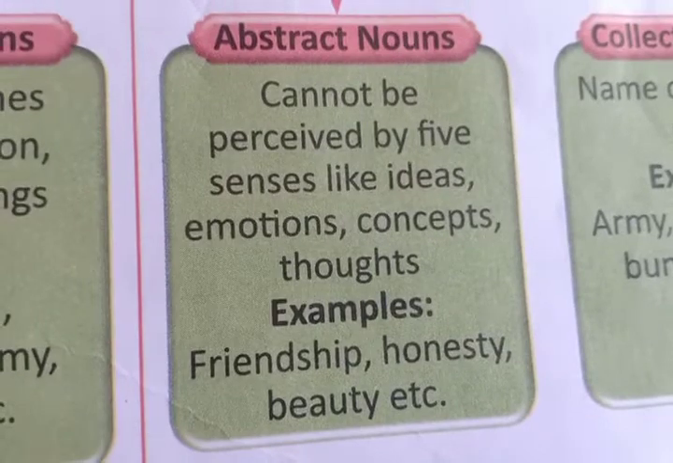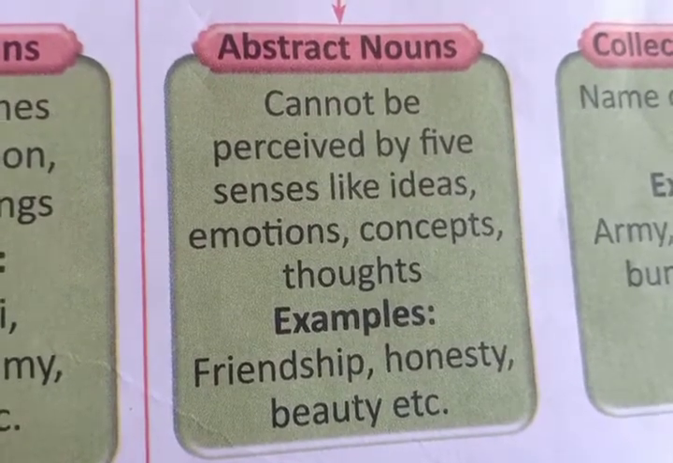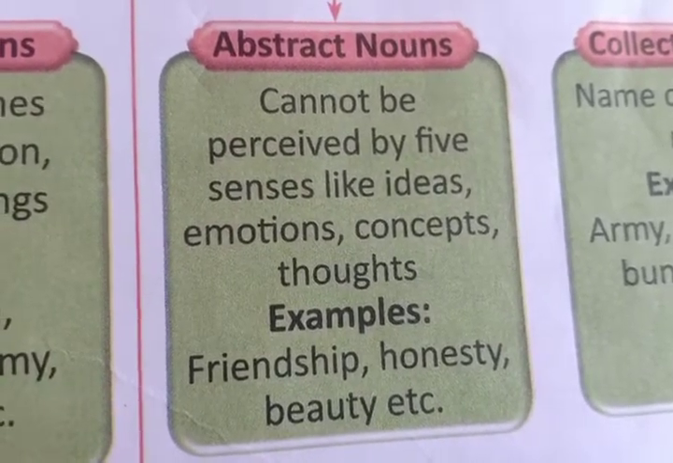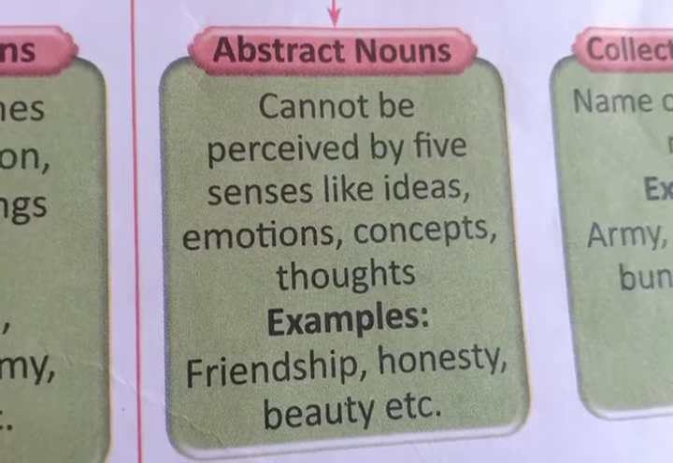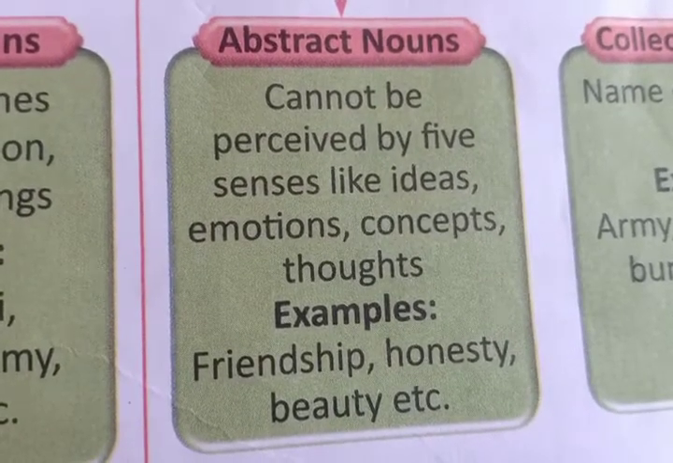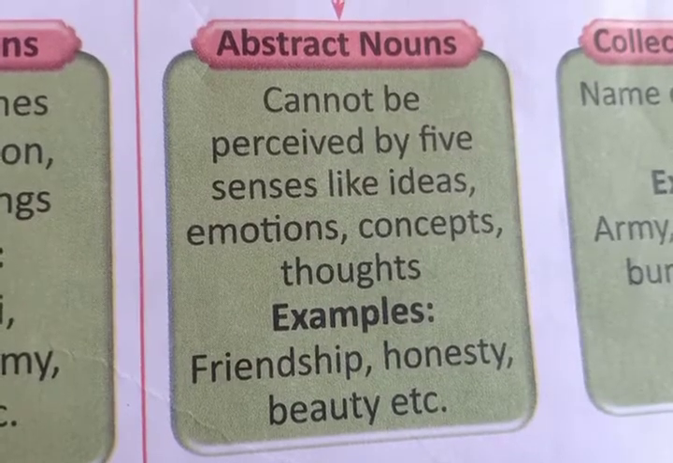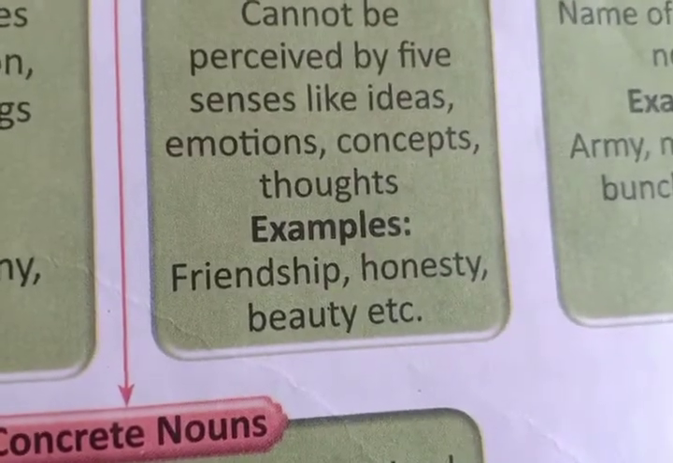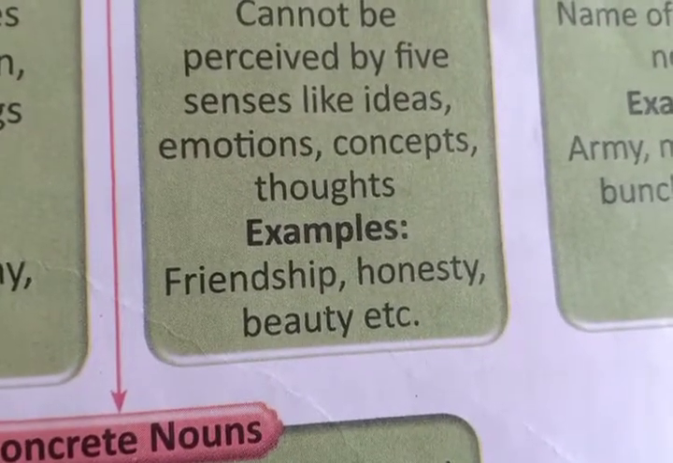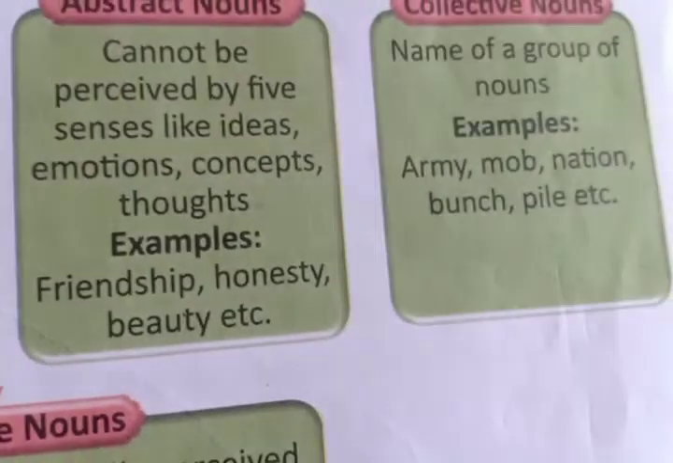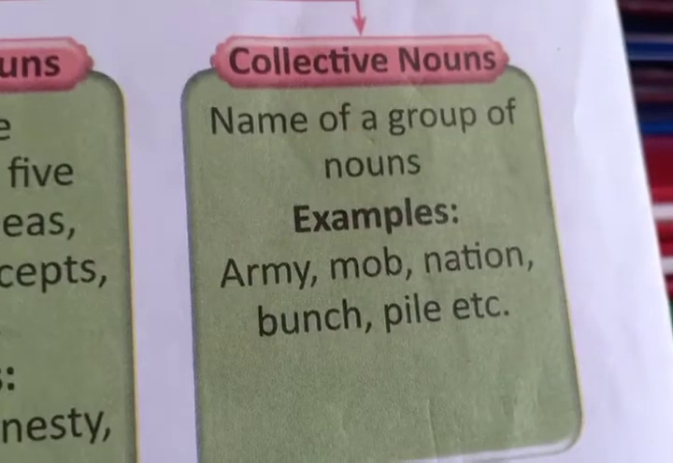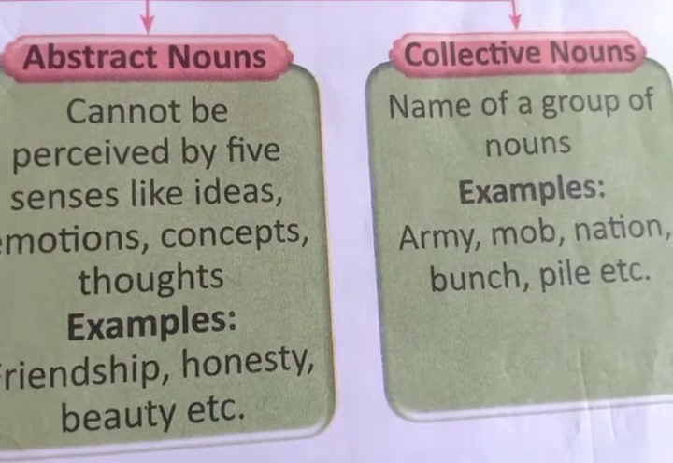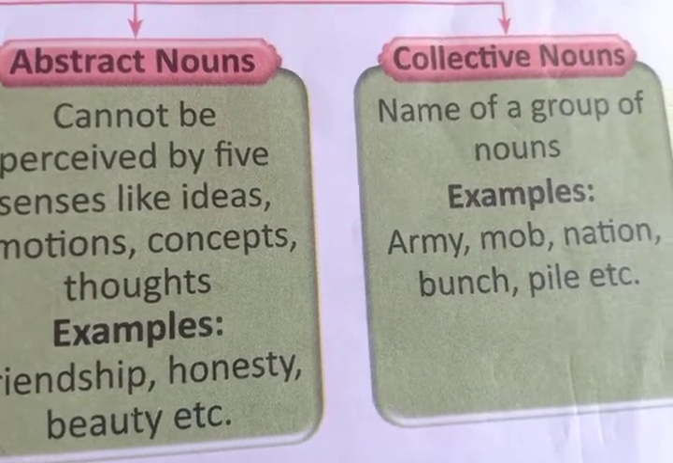Next, abstract nouns. These cannot be perceived by five senses. Five senses refers to our ears, eyes, these things. So these cannot be perceived by these senses, like ideas, emotions, concepts, thoughts. For example, friendship, honesty, beauty. We cannot see honesty or the beauty. We can feel, but we cannot touch. These are abstract. These are not materially available.